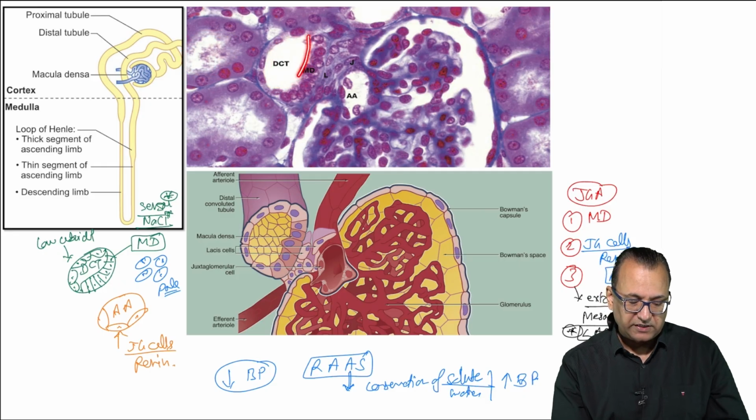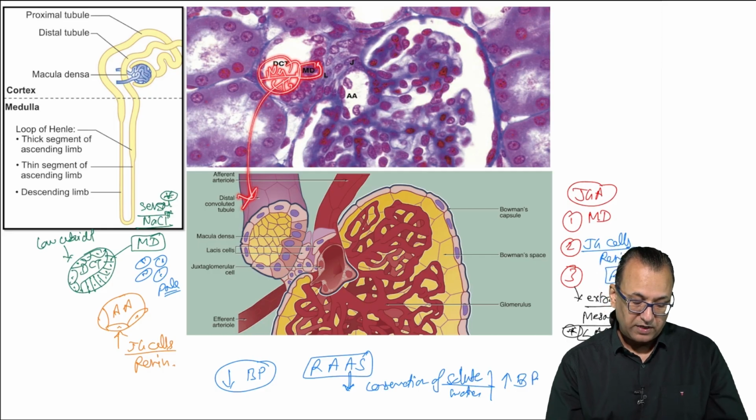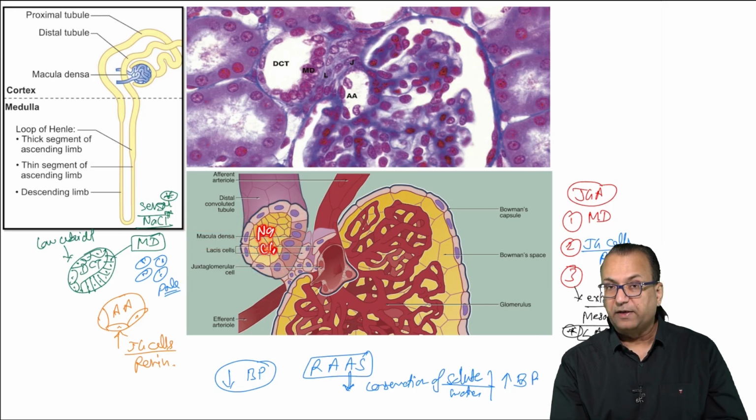But here in this DCT, can you see in the wall, there is a dense arrangement of the cells, and that is the macula densa, which will basically be checking for sodium chloride, it is a sensor of sodium chloride. Same thing can be seen here. So this is the DCT. DCT normally will have low cuboidal cells, but here they have become columnar, and this is the macula densa. These are the cells of the macula densa, and they are detecting sodium chloride in the lumen.